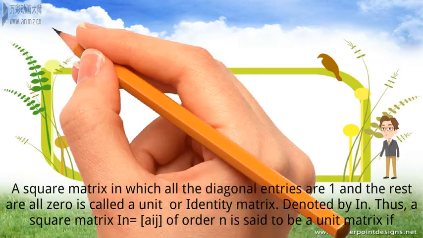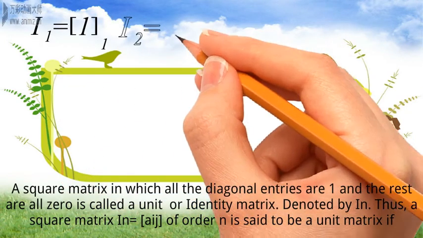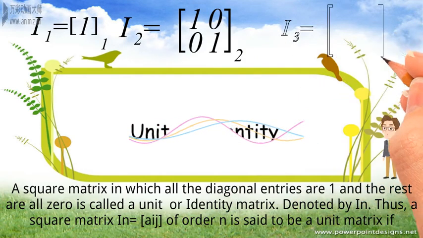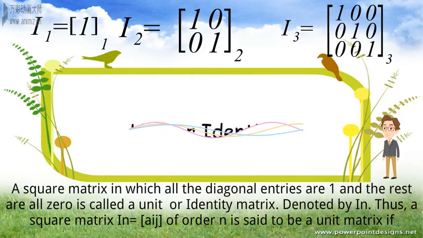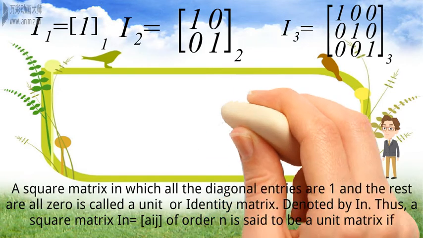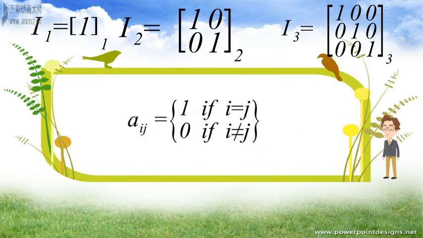A square matrix in which all the diagonal entries are 1 and the rest are all 0 is called a unit, or identity matrix, denoted by In. Thus, a square matrix In = [aij] of order n is said to be a unit matrix if aij = 1 for i = j, and 0 for i ≠ j.